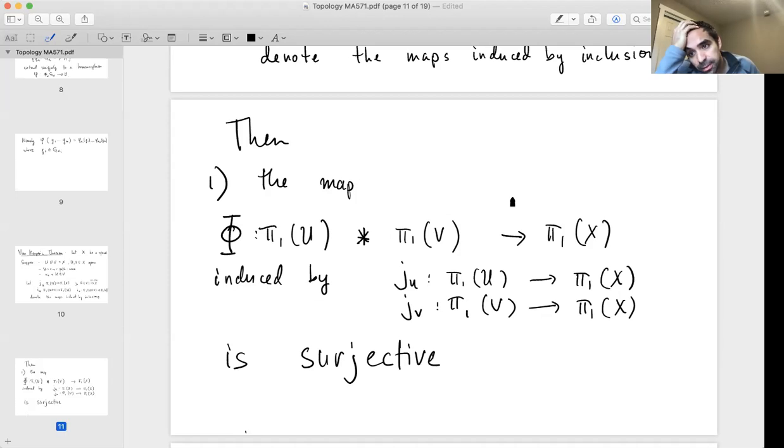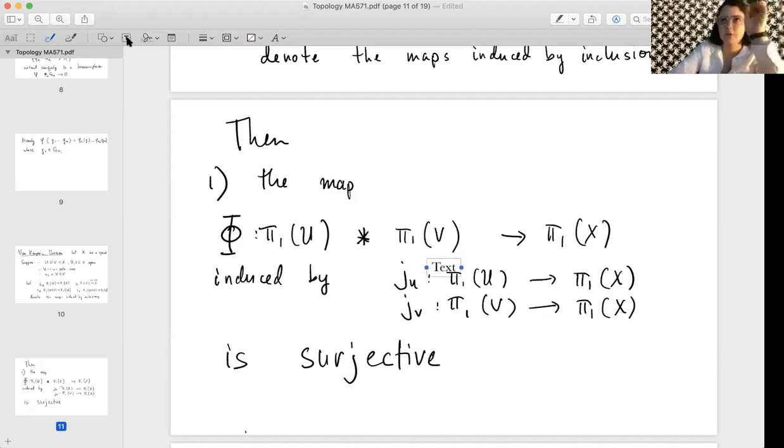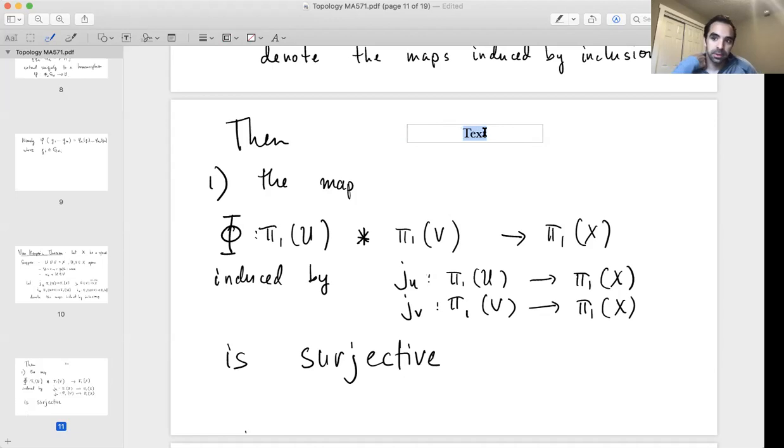What does this mean? I have a quick question. So I'm assuming that when you say it's induced by these two maps and you're taking the free product component-wise, like you said earlier, if the element is in pi 1 of U, you're applying j_U on it, and then exactly, the free product with j_V if it's in V, right? Exactly. So let me write it here.